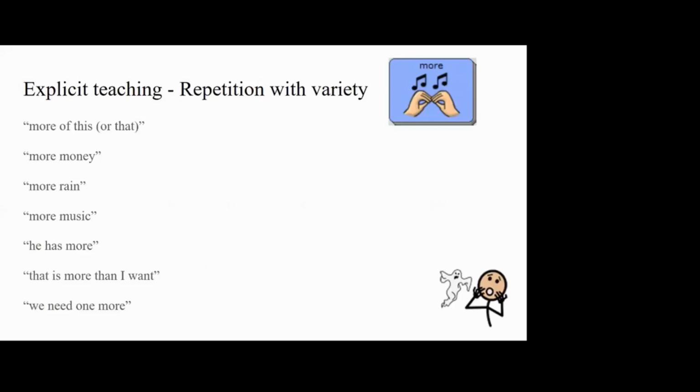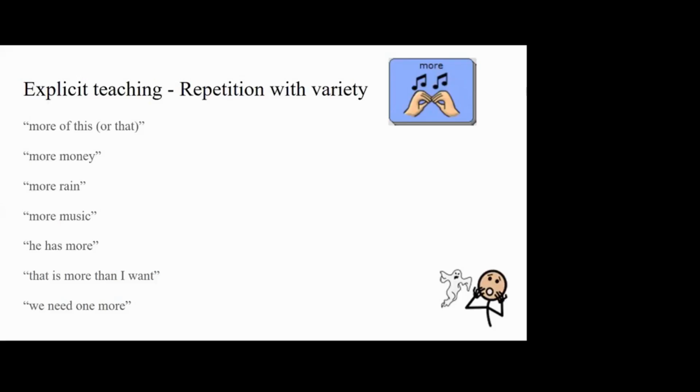So some of the explicit reteaching or repetition with variety, this is just an example of more. So in my classroom, I have a lot of really, really emergent communicating guys. And so we did more, and maybe last month we started teaching more. And these are some of the different ways that we taught more over the course of weeks when we introduced it, right? More of this or that, more money, more rain.